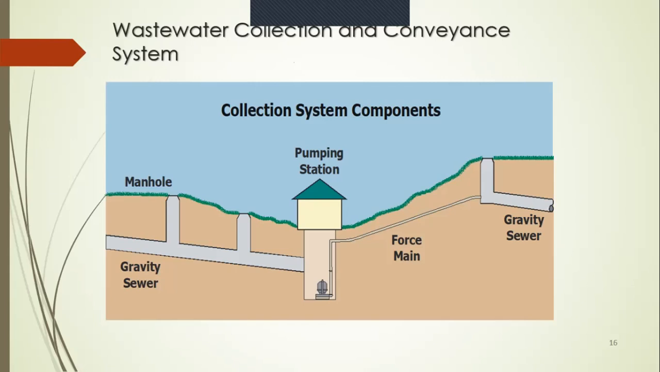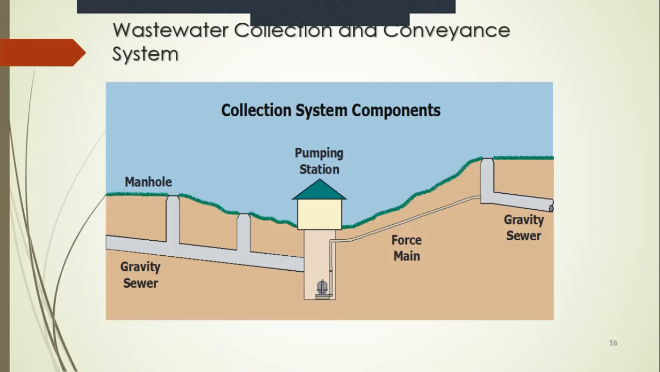So you can see certain components in the collection systems. You will collect the wastewater mainly through gravity from your catchment. You will have a set of manholes, and the manholes will be connecting to the gravity sewer line. Now you see, depending on the ground profile or the terrain, you won't be able to continue with gravity sewers all the time.